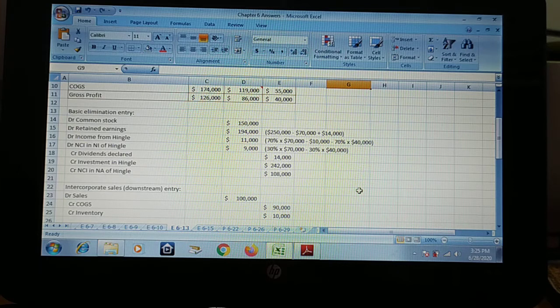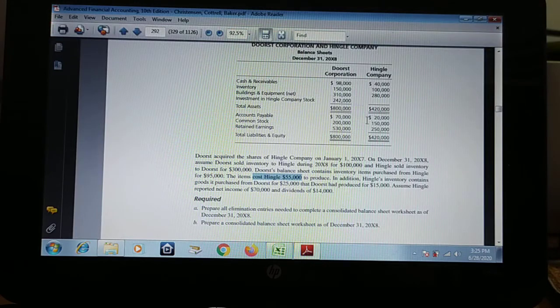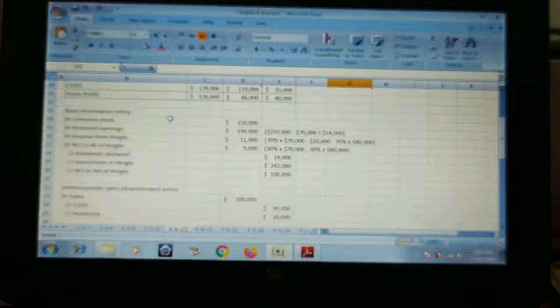Remember that because it is already one year, we have the basic elimination entries in the complete way. So we debit common stock, which is 150, and then we debit retained earnings.